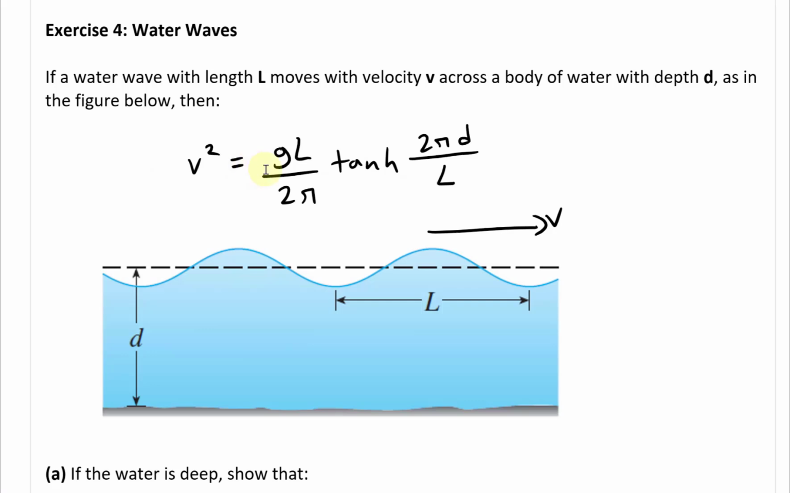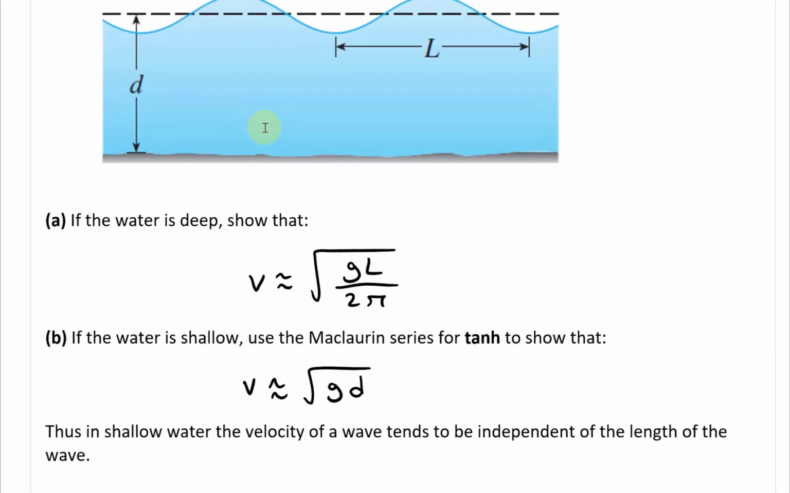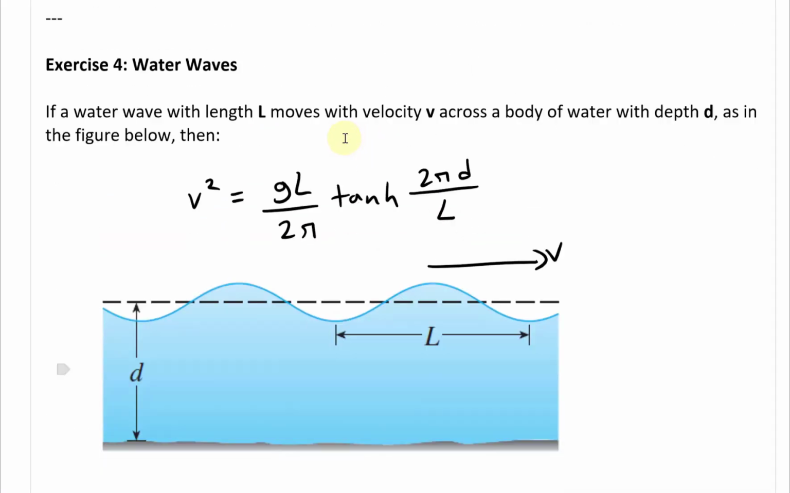So v squared equals g times L divided by 2 pi times tanh, or hyperbolic tangent, of 2 pi d divided by L. So there's a big equation there. We're not going to derive that, but we're going to do some approximations with it.